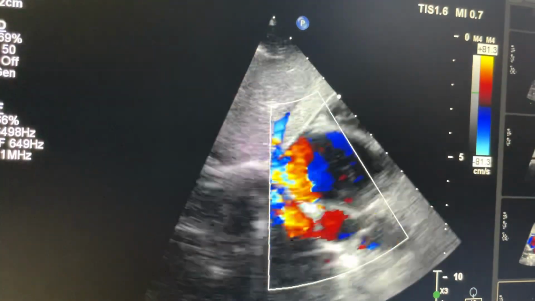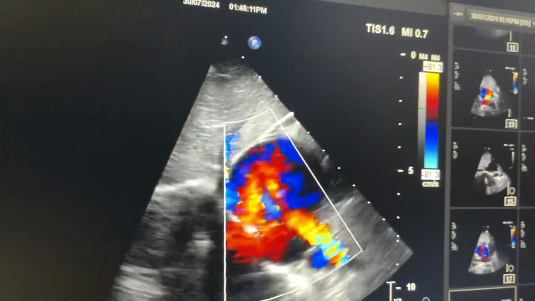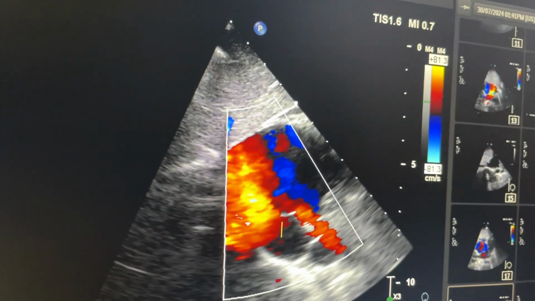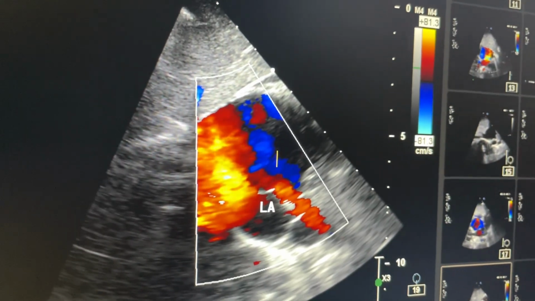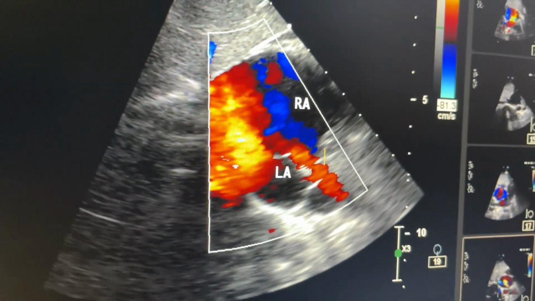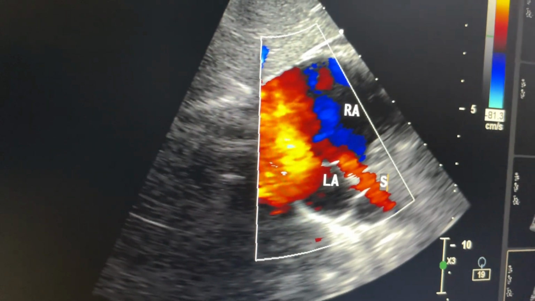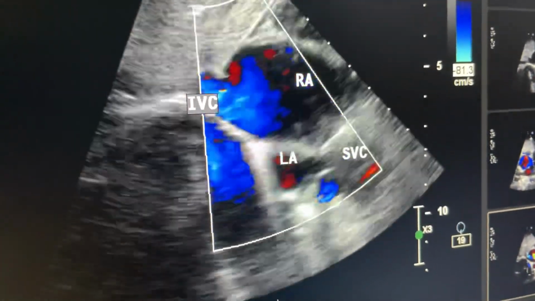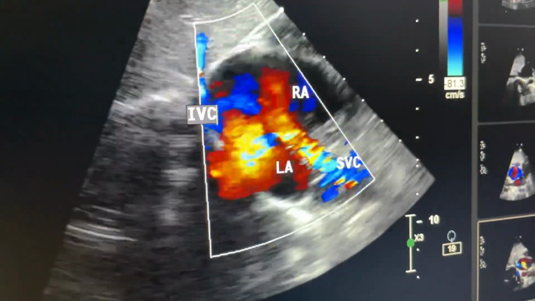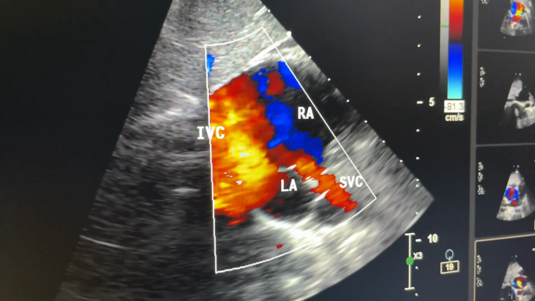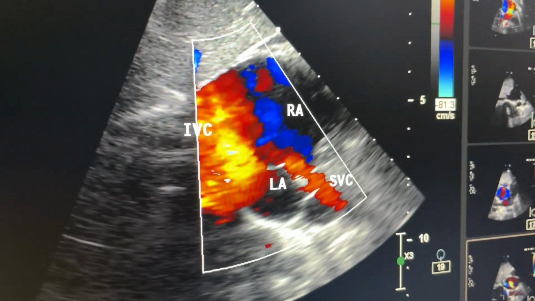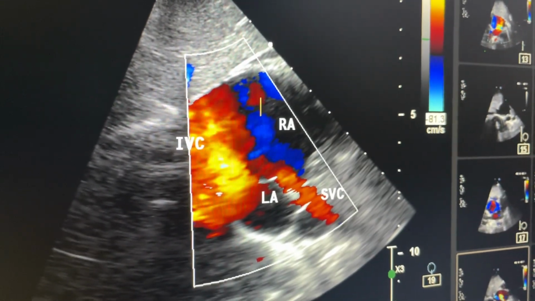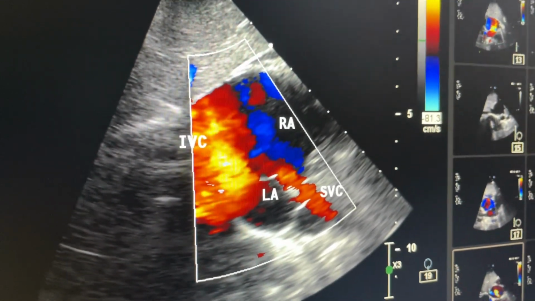Next image, you will find that. Now you see, again the same thing I want to show you. This is left atrium, this is right atrium, this is SVC, and this is IVC. Now you can easily see there is ASD. You can see this is the ASD. There is no margin separating ASD and IVC from right atrium. So this is sinus venosus ASD of IVC type.